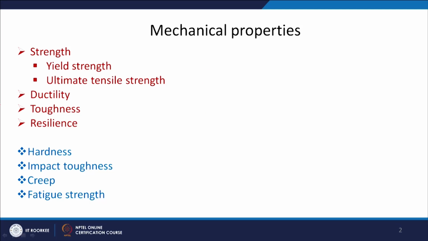If you consider the whole set of mechanical properties, and what types are usually of interest to us, there are two colors I have used here: one is dark brown and one is blue. The properties mentioned in the first part are the ones you are going to get from a typical tensile test or tension test.